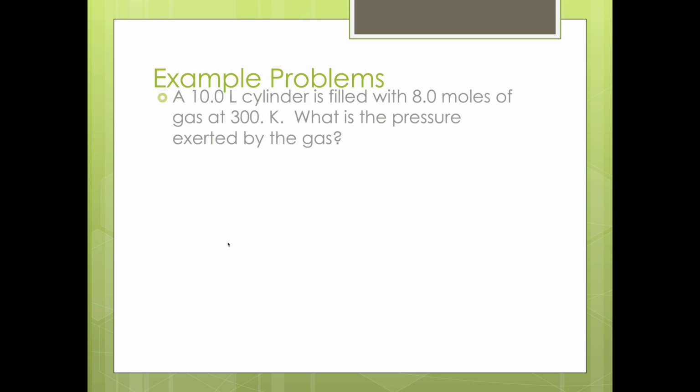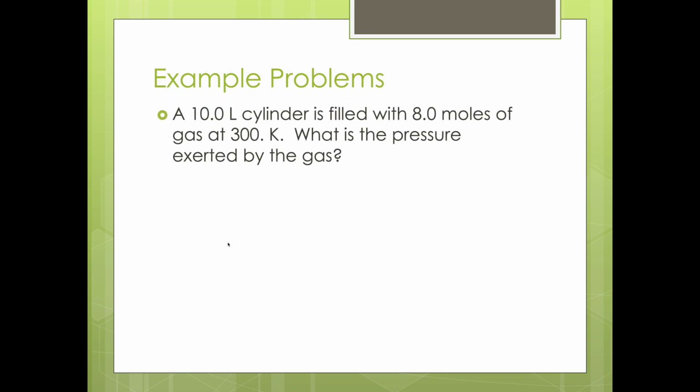Here's another example. A 10-liter cylinder of gas filled with 8.0 moles of gas at 300 Kelvin. What is the pressure exerted by the gas? So in this case, we're trying to solve for pressure. So we divide both sides by volume to get pressure alone. So volume goes down here, P equals nRT over V.